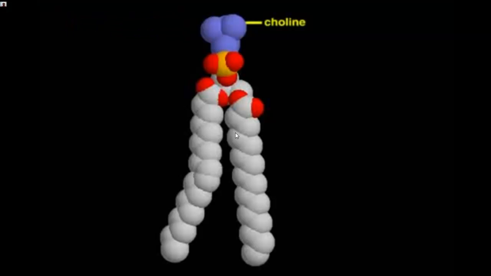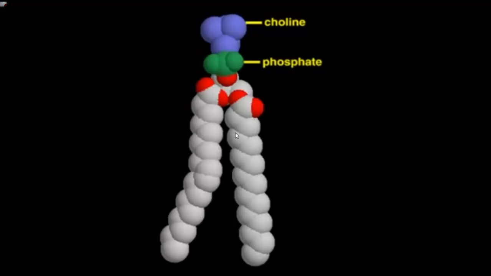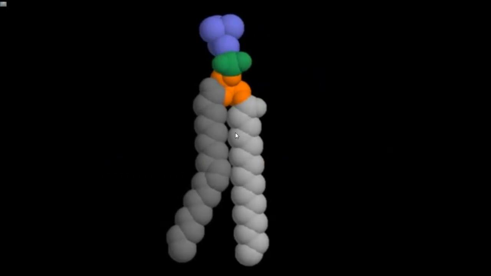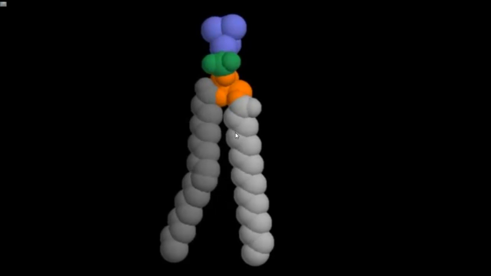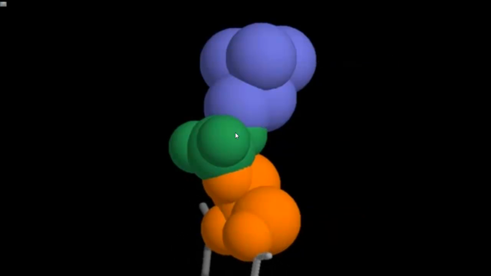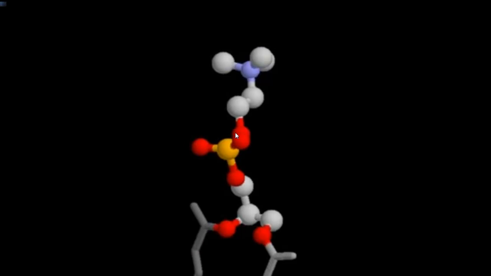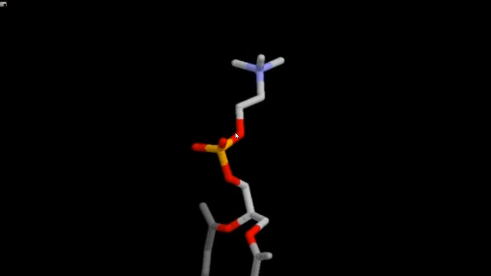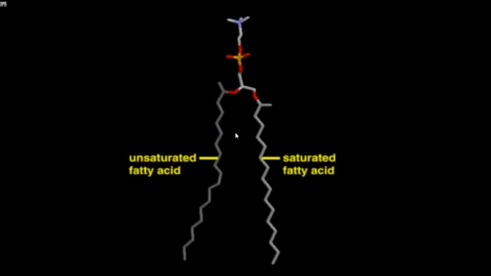Phospholipids contain a head group, choline in this case, that is attached via phosphate group to a 3-carbon glycerol backbone. 2 fatty acid tails are attached to the remaining 2 carbons of the glycerol. The head groups and the phosphate are polar, that is, they prefer to be in an aqueous environment. In contrast, the fatty acid tails are hydrophobic, that is, they are repelled from water.